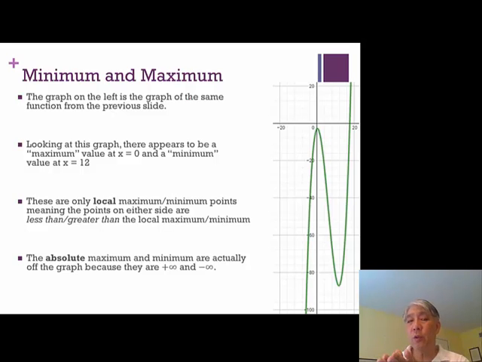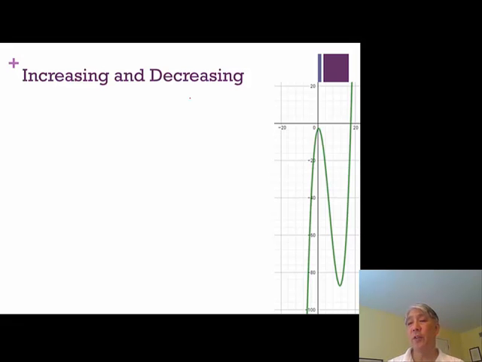So these two points at x equals 0, or roughly x equals 0, and x equals 12, are only local maximums and minimums, meaning that they're only a maximum and minimum in that little range. Because the absolute maximums and minimums are actually going to be plus infinity and minus infinity on this graph. I can't actually show them because it's infinity, but if you can imagine the lines keeping on going, they will reach infinity.